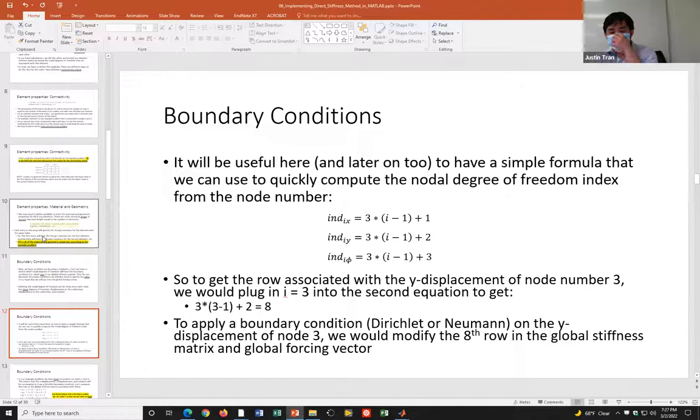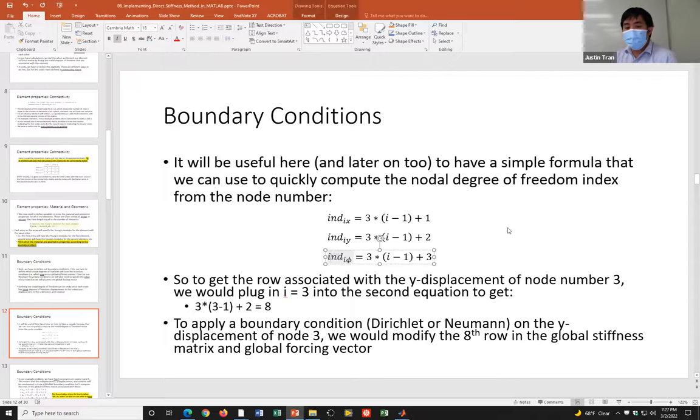A useful formula that I like to keep is something like this. If you are supplying a boundary condition on a specific degree of freedom, let's say the moment on node 3, that means I'm supplying a boundary condition on the rotational degree of freedom of node 3. To find out what row in the matrix that's in, I can plug it into this formula right here.